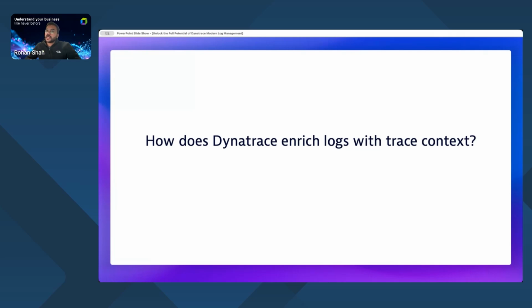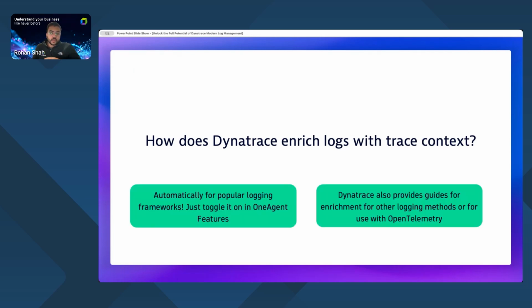Now, there is one question: how does Dynatrace enrich logs with trace and span context? This is one of the questions that has come up many times when I've talked to customers in the field. And the answer is pretty simple. There's no magic here. It's automatic for popular logging frameworks. With OneAgent, you can toggle on the features in your Dynatrace settings, and whatever technology you're using, be it .NET, Python, or JavaScript, you switch on the logging frameworks, and it will automatically start enriching your logs with traces and spans.